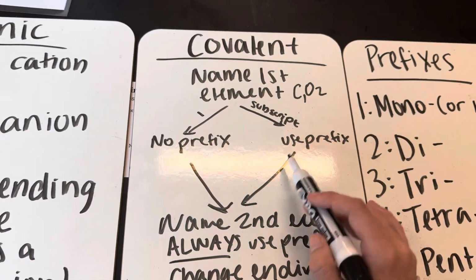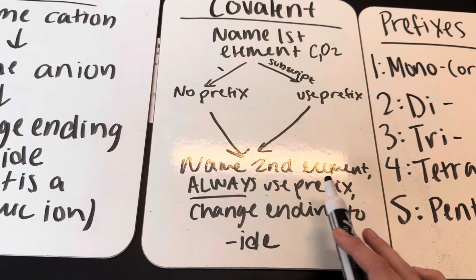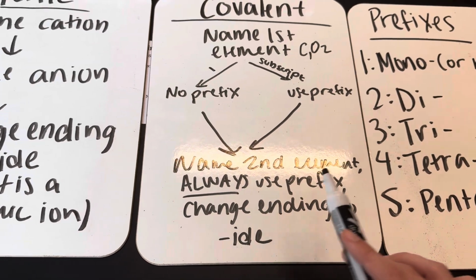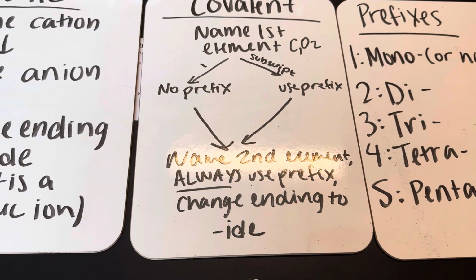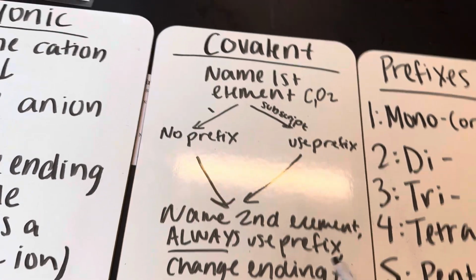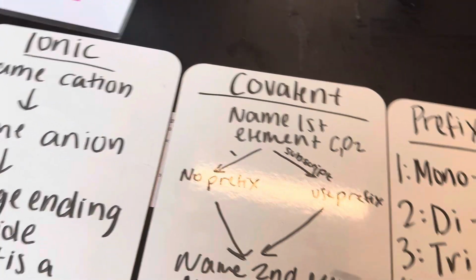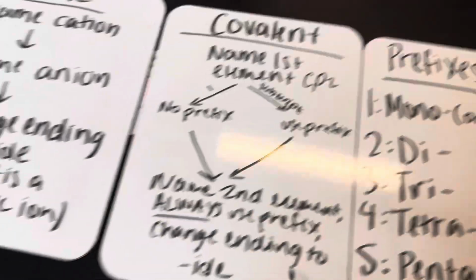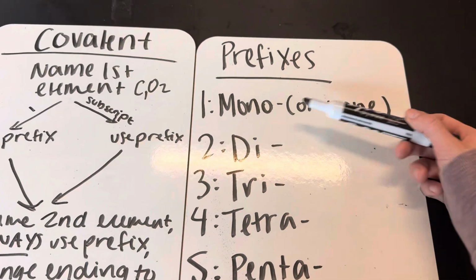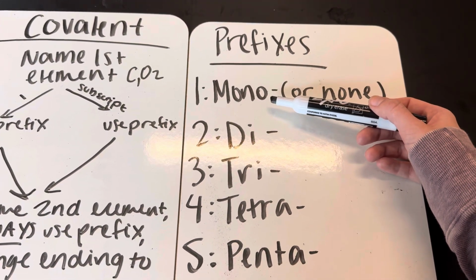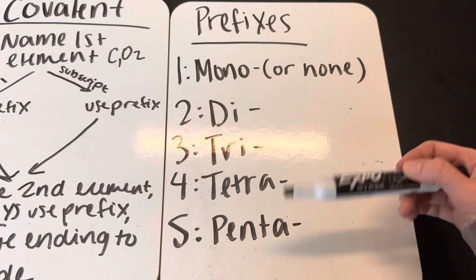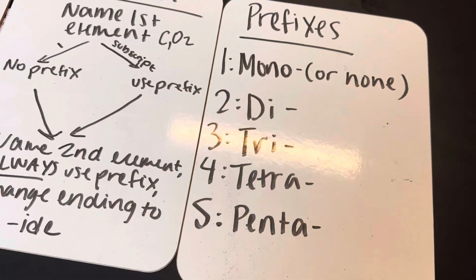Okay, my second step after this, I follow my little arrows down here. It says name second element, always use prefix, change ending to "ide." So that means even if I had 1, I'm going to use mono. I'm going to use di, tri, tetra, whatever it is, depending on what the subscript is.